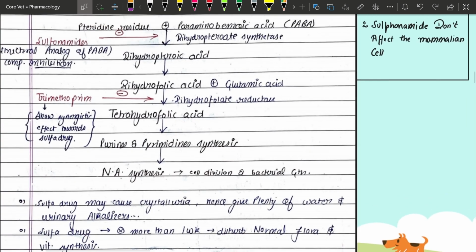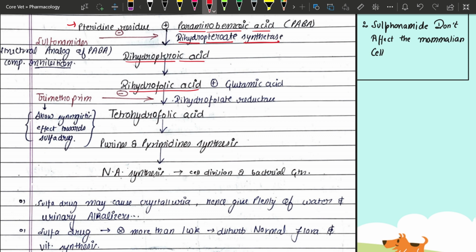First of all, what happens? There is one residue which is known as the pteridine residue. This pteridine residue is going to combine with para-aminobenzoic acid, which is PABA, a structural analog of the sulfonamide, right? When these two compounds combine in the presence of dihydropteroate synthetase, it will lead to the formation of dihydropteroic acid, right? This dihydropteroic acid will further lead to the formation of dihydrofolic acid.